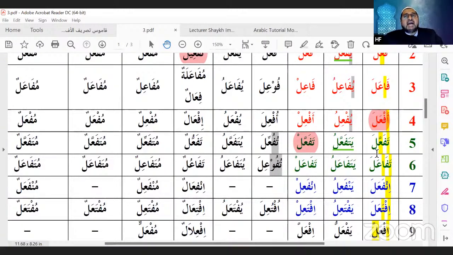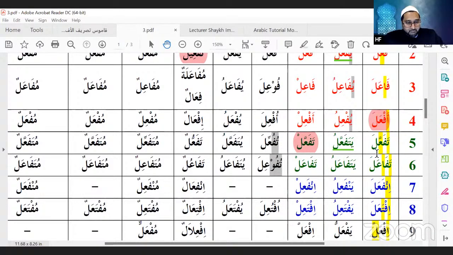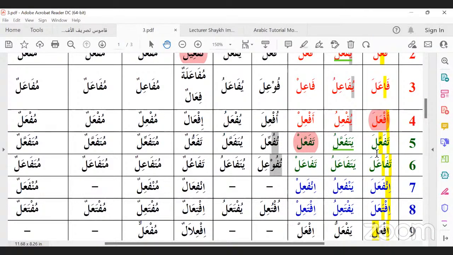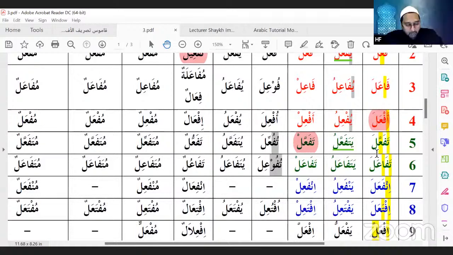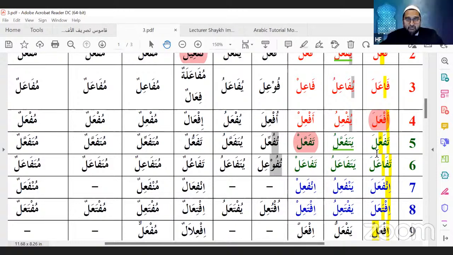Sister Siddiqa. Takallam, takallama, yatakallamu. Conjugate the six forms now, please. Takallam, takallama, takallamu, takallami, takallamna. Is that clear for you now?